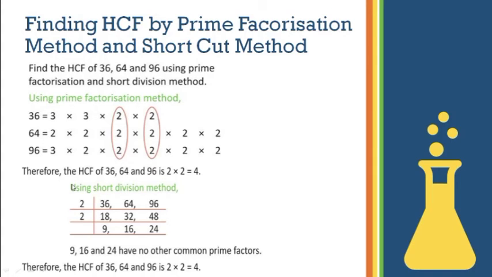Now let us look at the short division method. First I have written the numbers with the division sign. As per the divisibility rule, my smallest prime factor will be, let us see, that is 2. Divisibility of 2 will be applied here. So as per the divisibility of 2, we check that 6 is coming at the ones place in 36, 4 in 64, and 6 in 96. All the numbers are divisible by 2, so we apply the table of 2.